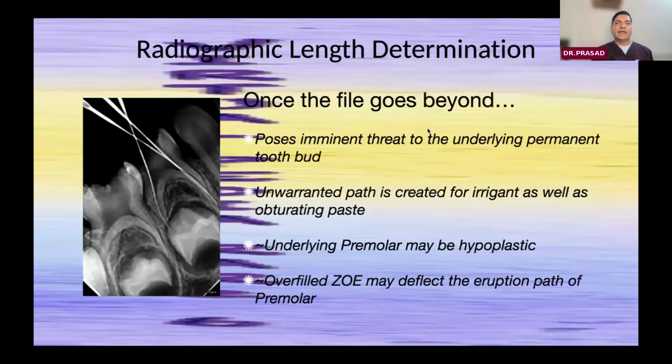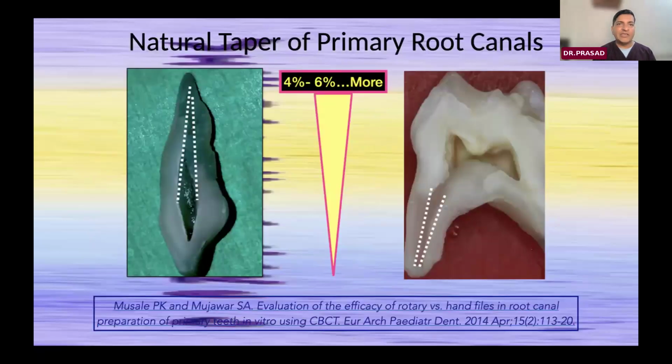What happens is that once the file goes beyond, you are creating an unwarranted path where the irrigant as well as the obturating paste is going to go. And that will pose an imminent threat to the underlying permanent tooth bud. The underlying premolar may be hypoplastic. Overfilled zinc oxide eugenol may deflect the eruption path of the premolar. So these are the problems if you don't use the apex locator. So start using the apex locator and make your life easy.